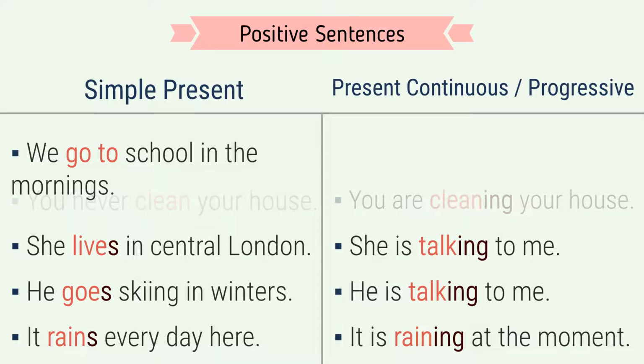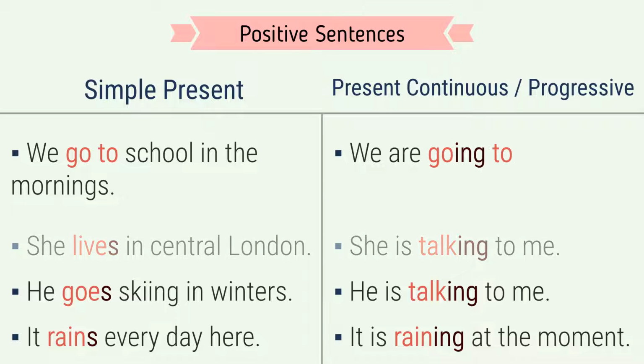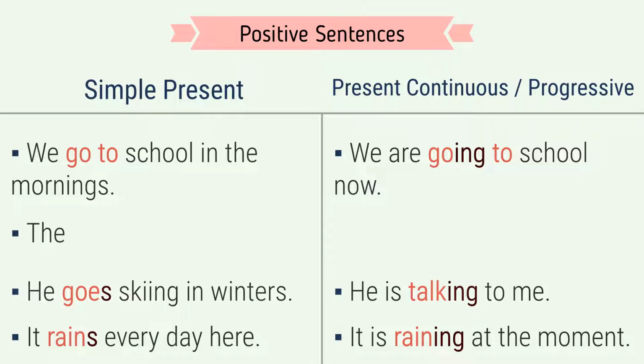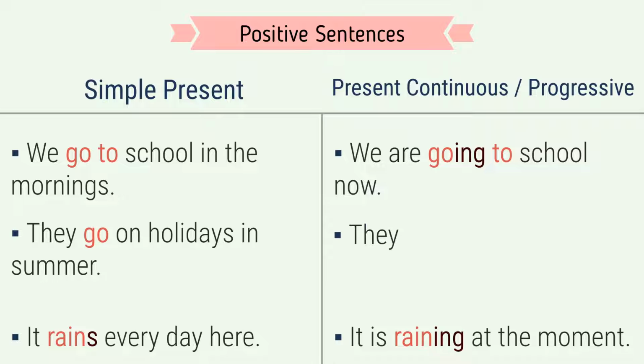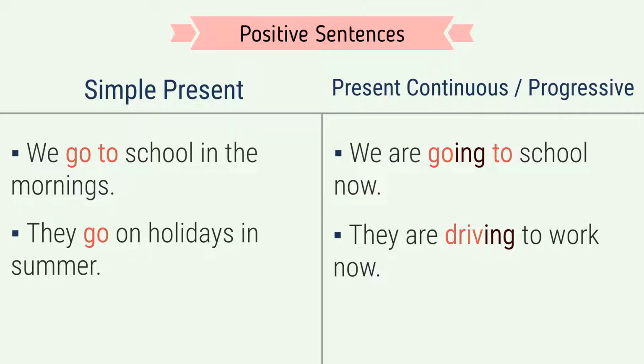We go to school in the mornings. We are going to school now. They go on holidays in the summer, and they are driving to work now. So, the difference here with positive sentences is that I will have my subject, verb, and the rest of my sentence. Maybe I will have an S if I am in the he, she, it subject for simple present tense. For present continuous or present progressive, I have my ing ending and my be verb, am, is, are.